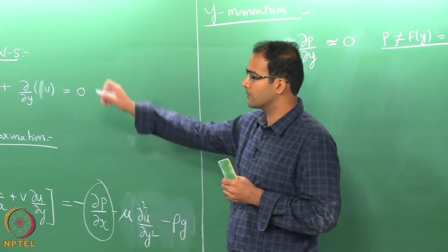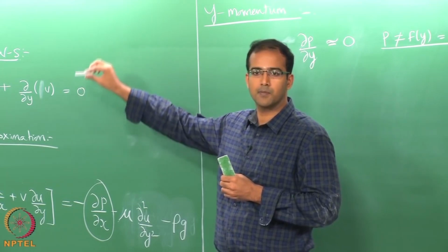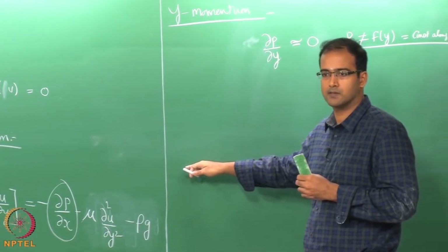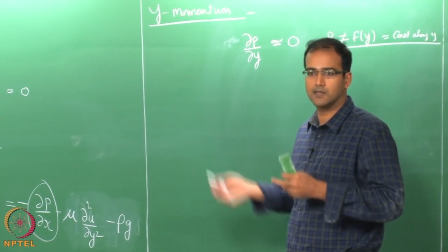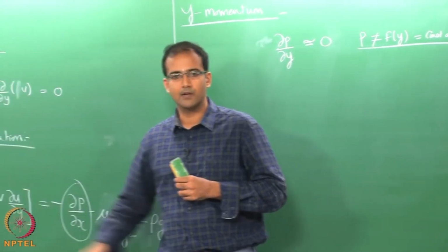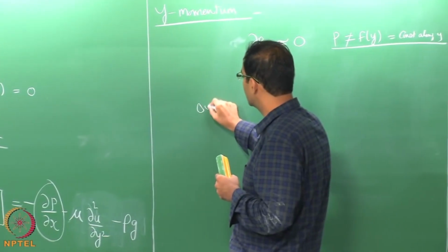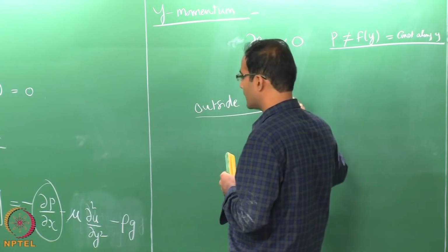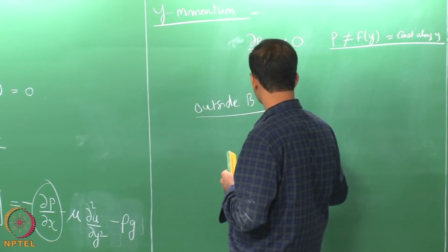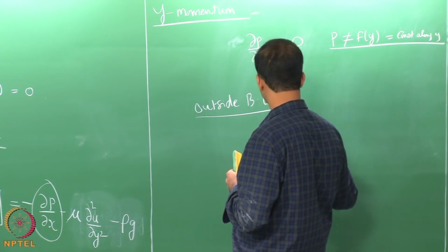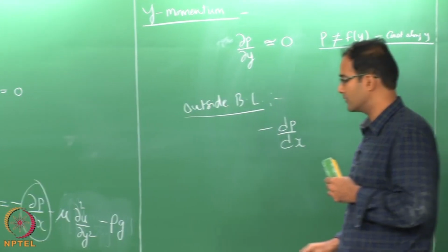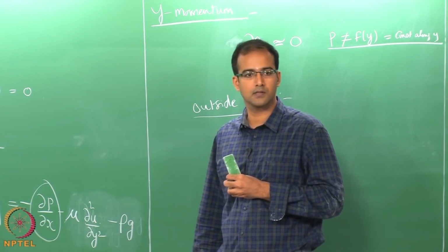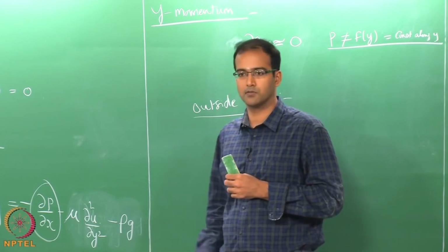Since dp by dx can be obtained from applying it outside the boundary layer, outside the boundary layer these become the Euler equations. In this case there is no advection at all, so essentially the convective term is completely 0. So, if you write the momentum equation outside the boundary layer, you end up with minus dp by dx, and then what else? You do not have an advection term, you do not have any diffusion term outside, there is no viscosity, but you have the body force.